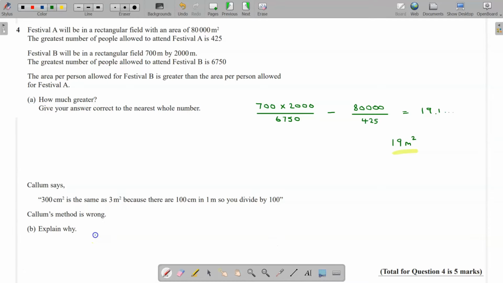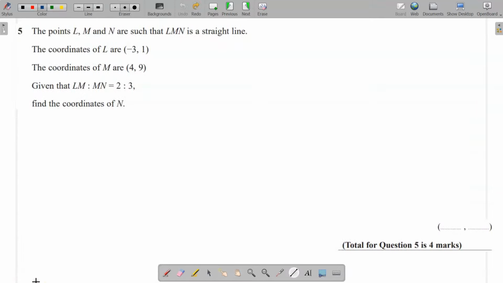No, because 3 meters squared is 3 times 100 centimeters times 100, which is equal to 30,000 centimeters squared, not 300. And that's it.